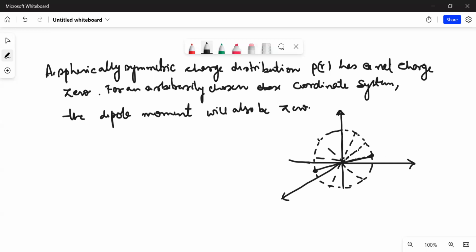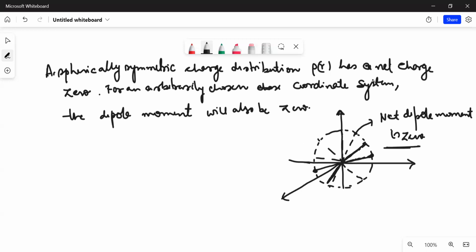So overall, you can expect that because of the symmetric distribution of charge, as I mentioned, the net dipole moment would be zero. Because whenever there is a symmetry, whenever the origin acts as a point of symmetry for the distribution of the charges, the net dipole moment becomes zero. This is something that we have derived.